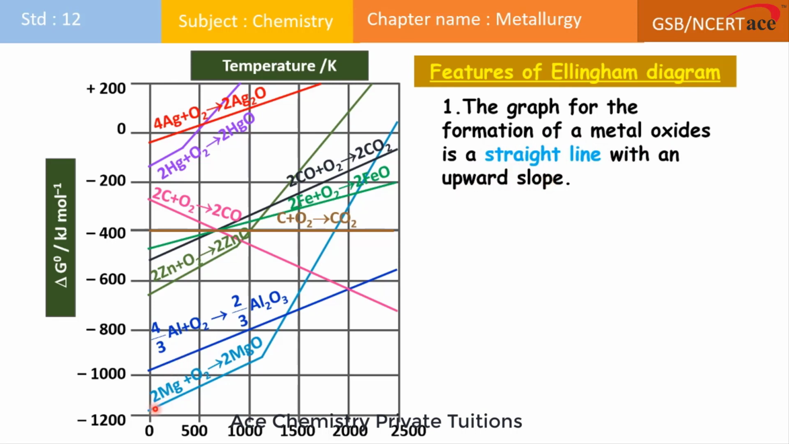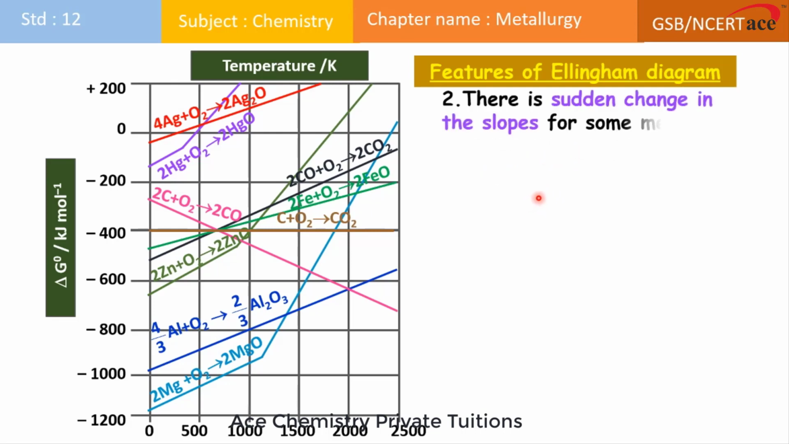For example, if you see the formation of magnesium oxide, aluminium oxide, zinc oxide, mercuric oxide, silver oxide, as well as iron oxide. In all the graphs, students, as we increase the temperature on the x-axis, the graph moves up. So with an increase in temperature, the delta G naught value for the formation of the metal oxide becomes less negative, or it increases. That's why we say the graph for the formation of metal oxide is a straight line with an upward slope.